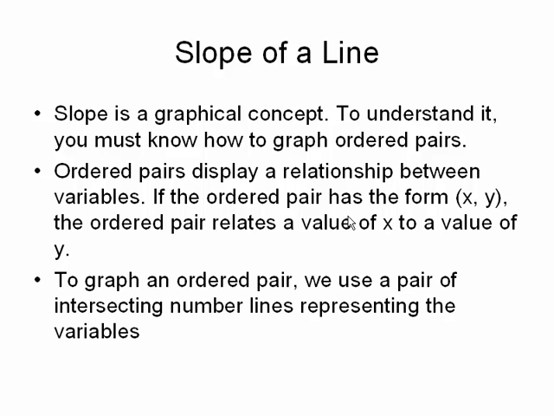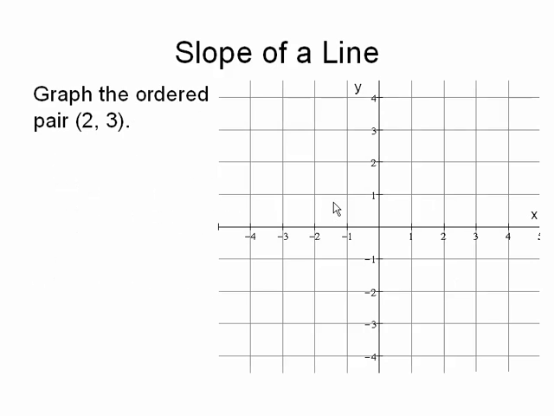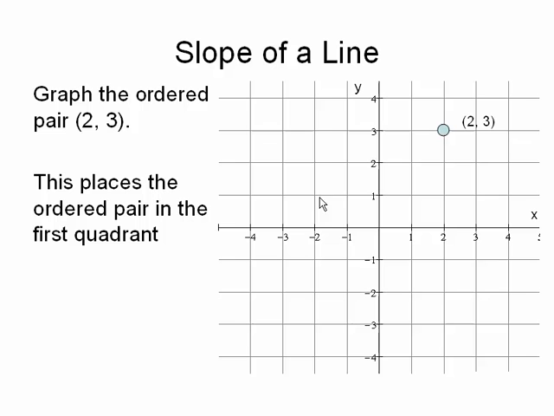To graph an ordered pair, we're going to use a pair of intersecting number lines representing each variable. Let's graph the ordered pair (2, 3). This pair means you have to go over 2 to the right and up 3. So 2 along the x-axis, because the 2 is in place of the x, and then 3 along the y-axis. That places it in the first quadrant.